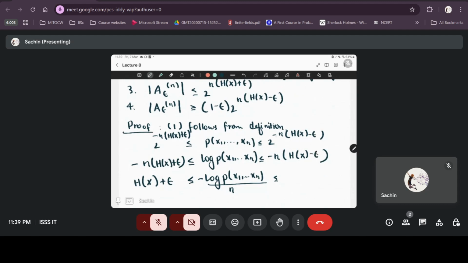Like I explained earlier, this is actually the reciprocal of 1 over 2 power n h of x minus epsilon, and since h of x minus epsilon is smaller, the reciprocal of its power is larger and it forms the upper bound. So now when you switch, you get h of x minus epsilon and h of x plus epsilon.